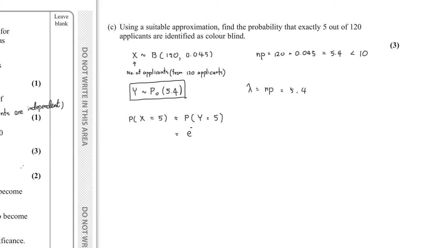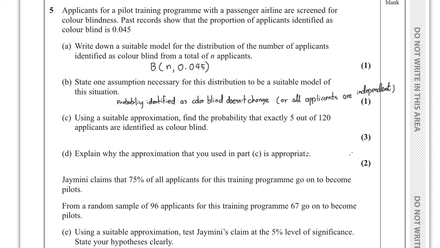Now we're going to use the Poisson formula for finding the probability, which is e to the power of minus lambda, which is 5.4, times lambda 5.4 to the power of 5, divided by 5 factorial. And the answer is 0.1728, and so on. So this is the probability of X equals 5, and now we can round it to 3 significant figures, which is 0.173. That's the answer. In question D, explain why the approximation that you used in part C is appropriate. Like we discussed before, in this case, n is large and p is very small. That's why we use Poisson approximation.